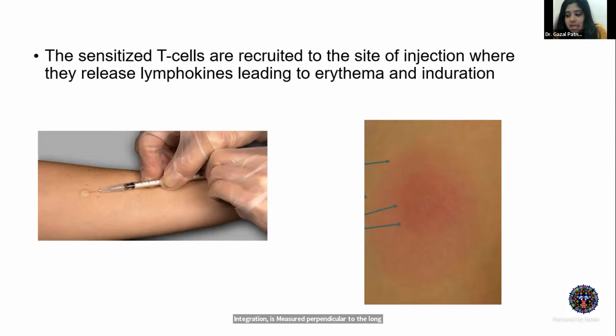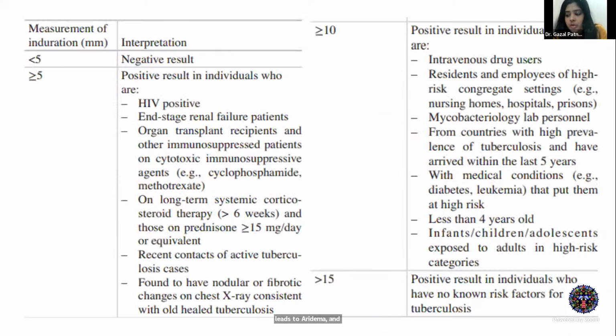It is the sensitized T cells that are recruited to the site of injection, and there they release the lymphokines that lead to erythema and induration. Usually, an induration of 10 mm or more is considered positive. 5 to 9 is doubtful, less than 5 is negative. But we have to pay attention to a few special conditions for proper interpretation. Even 5 to 10 mm induration is taken as positive if it's an immunocompromised individual.